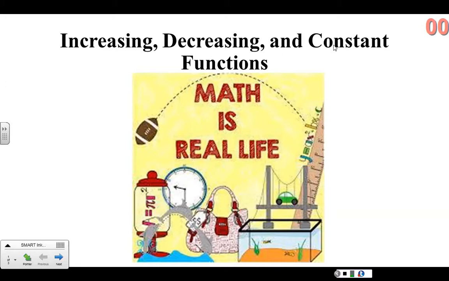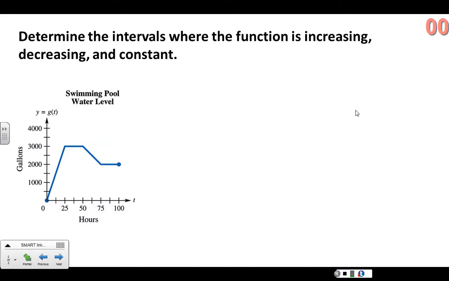And then sometimes functions are constant. In other words, there's no increase or no decrease. They just kind of stay horizontal. So let's analyze a couple of graphs of functions and determine intervals on the function where the function is either increasing, decreasing, or where the function is constant.